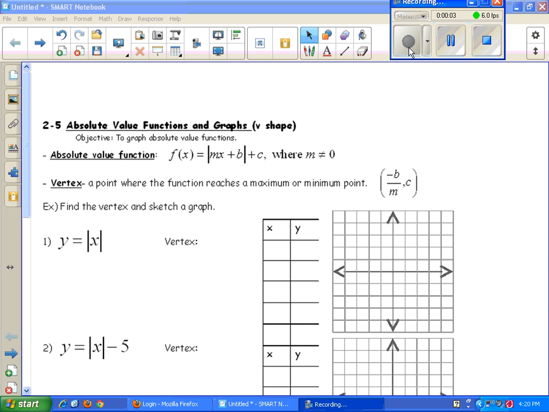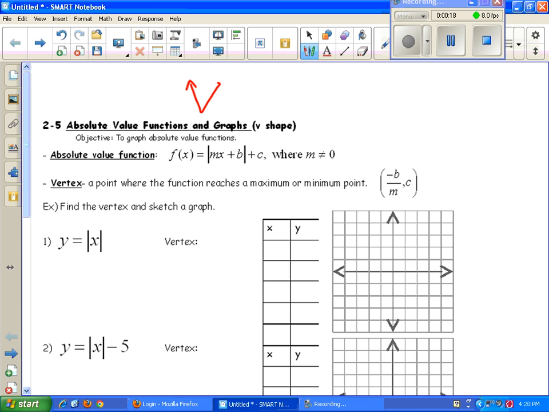Section 2.5, absolute value functions and graphs. So our objective is to graph absolute value functions. For this function that's an absolute value, it always makes what we call a V shape. So when you're graphing these, if you do not see your graph making some V shape like one of these, then that means that you maybe did something wrong.